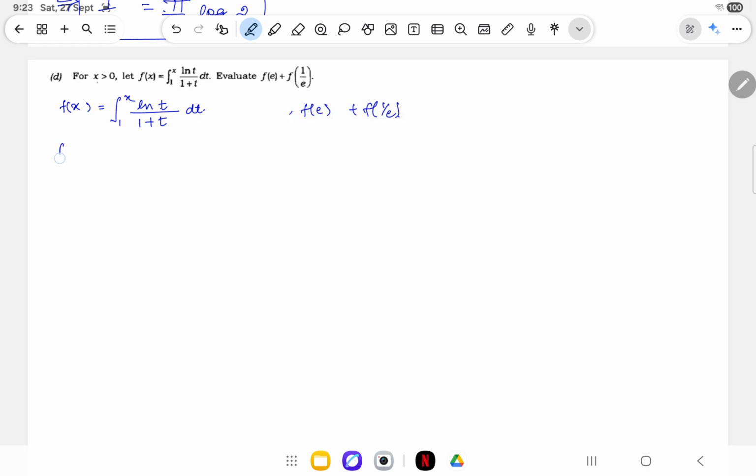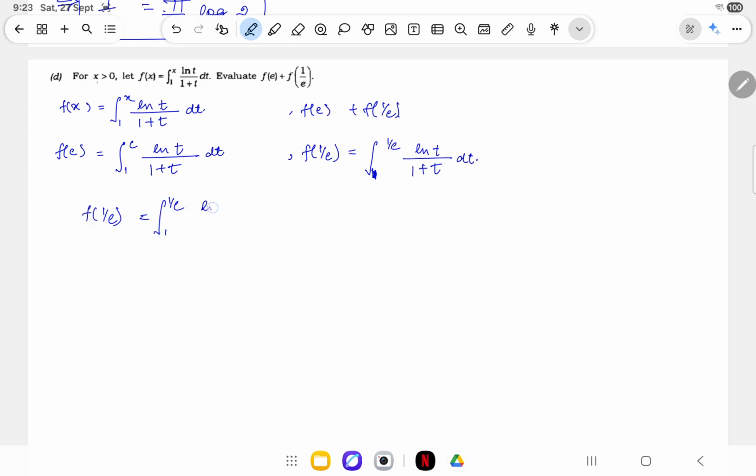Now let's see what our f of e will be. It will be equal to integration from 1 to e of ln t divided by 1 plus t dt, and f of 1 by e will be equal to integration from 1 to 1 by e of ln t divided by 1 plus t dt. Now if we see our f of 1 by e, that is equal to integration from 1 to 1 by e of ln t divided by 1 plus t dt.